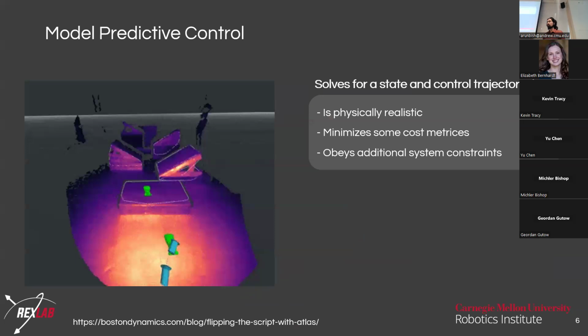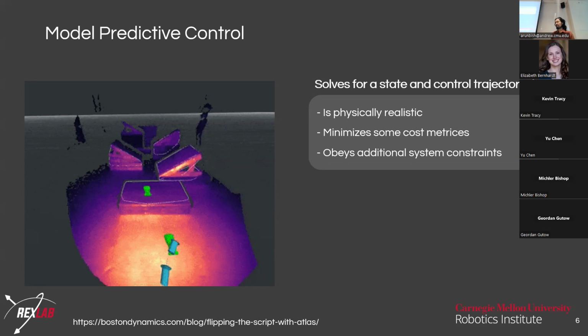So model predictive control is a particular control strategy where you're solving for a trajectory of future states and controls that obeys the dynamics, the model of your system, the physics, and minimizes some sort of cost. So that might be something like fuel consumption or tracking a reference, and then also obeys any additional system constraints. So in the case of the rocket landing, those constraints could be things like don't go through the ground, obey the thrust cone, stuff like that.